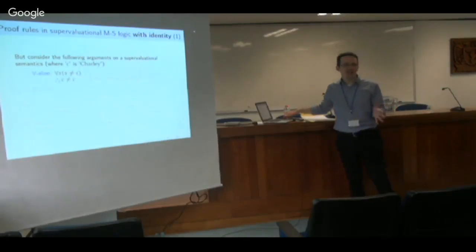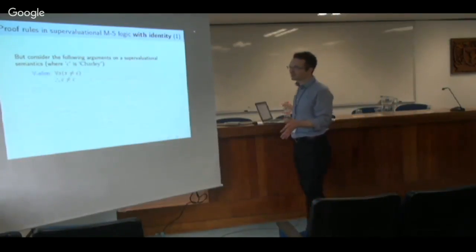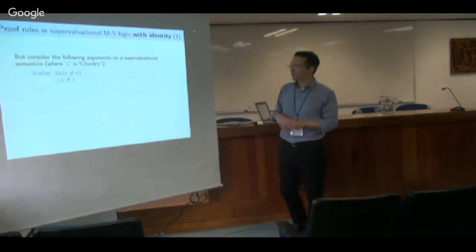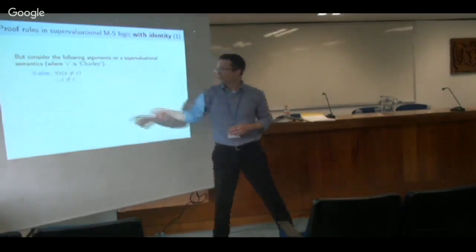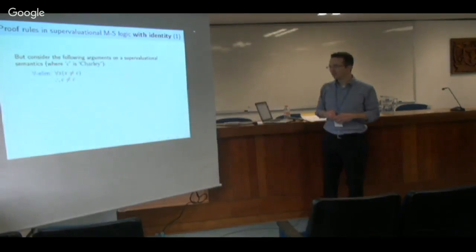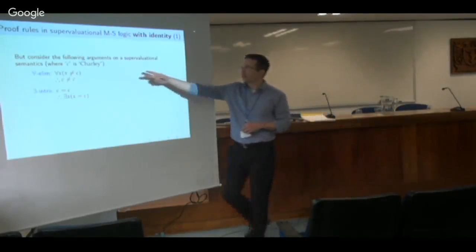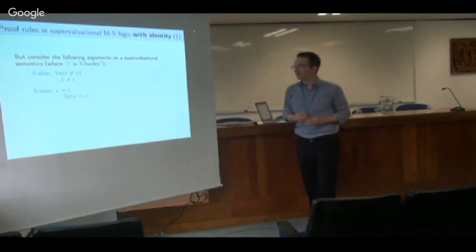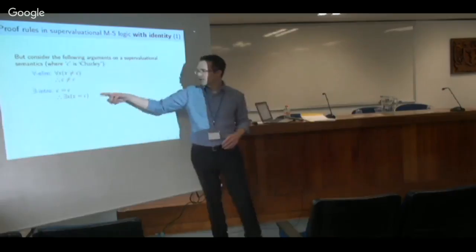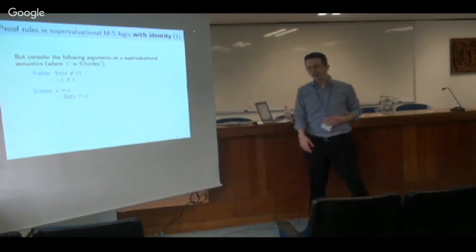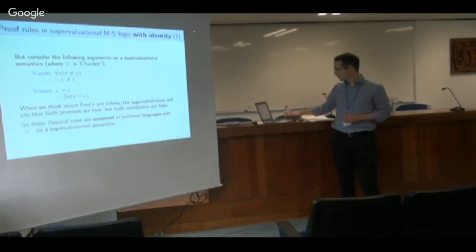Not so fast. Again, identity messes us up. Take the following argument on supervaluational semantics: for all x, x does not equal c, right? There's nothing in the domain that's equal to Charlie. That's true. But Charlie is not equal to Charlie, and that's false on a supervaluational semantics. So this rule is not truly preserved on a supervaluational semantics. And there's a sort of similar one for exist intro. Charlie equals Charlie, therefore there's something that equals Charlie. Again, premise is true, conclusion is false.